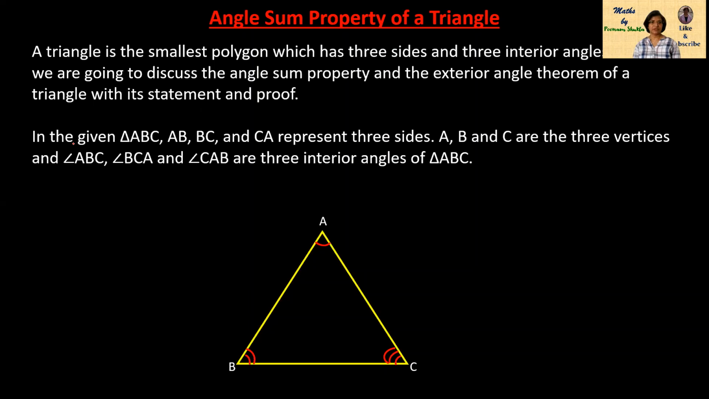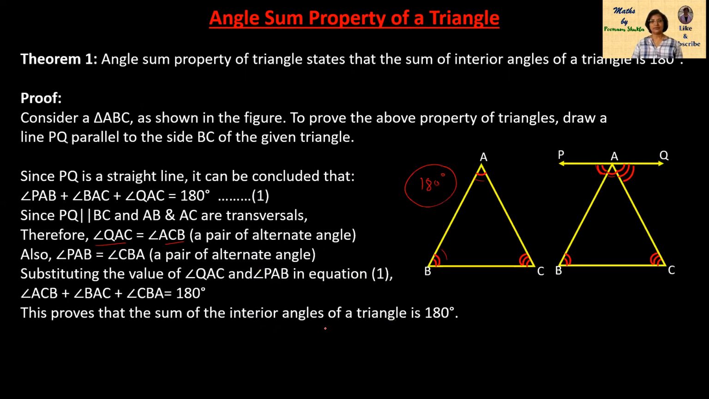and proofs. So in the given diagram, what we see are AB, BC and CA. These are the three sides. A, B and C, these three points we call vertices, and then angle ABC, angle BCA and angle CAB are the interior angles of triangle ABC.